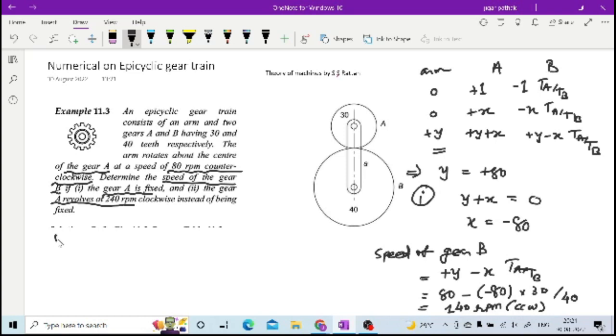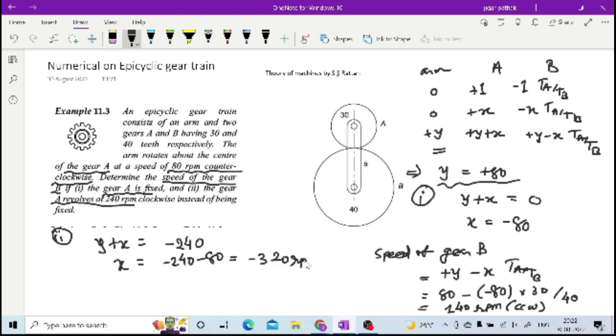Similarly, if you go for the second case mentioned here, gear A is revolving at 240, that is y plus x, and that too clockwise. So it is minus 240 because it is clockwise. Now x is minus 240 minus 80, because y we know is not going to change for case 1 and case 2. So this x is minus 320 rpm.